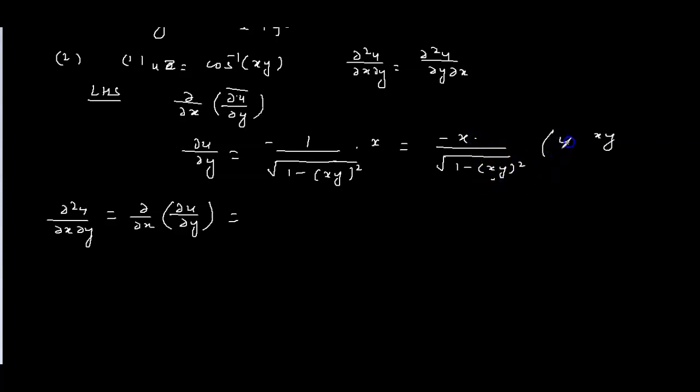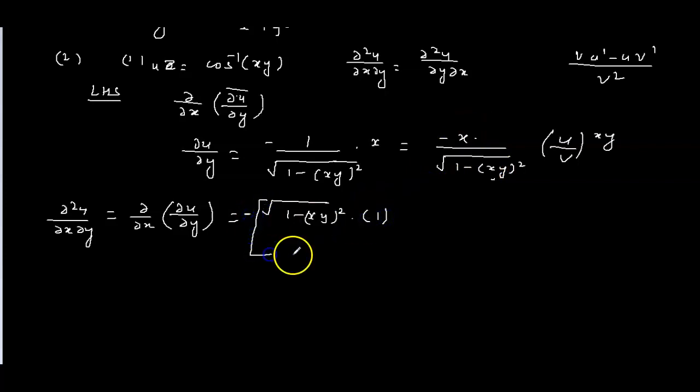So we need to apply the division u by v formula, which is v into u dash minus u into v dash, divided by v square. V is this part, the square root of 1 minus x y whole square, into u dash, this x with respect to x. So 1 minus, let's take outside for the whole, minus u. U is x as it is.